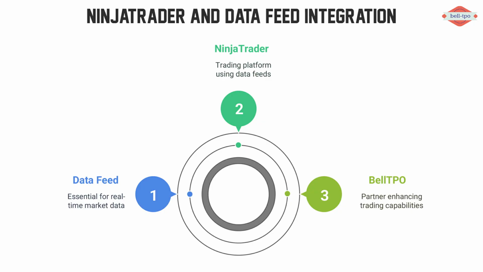So there is no cost involved for NinjaTrader, and when it comes to BellTPO, you will be purchasing the lifetime license, that is a one-time fee, right? And there is no other commitment. The only recurring cost for you is your data feed, which comes to roughly approximately 2000 rupees per exchange, right? That is the only cost which will be recurring, right?